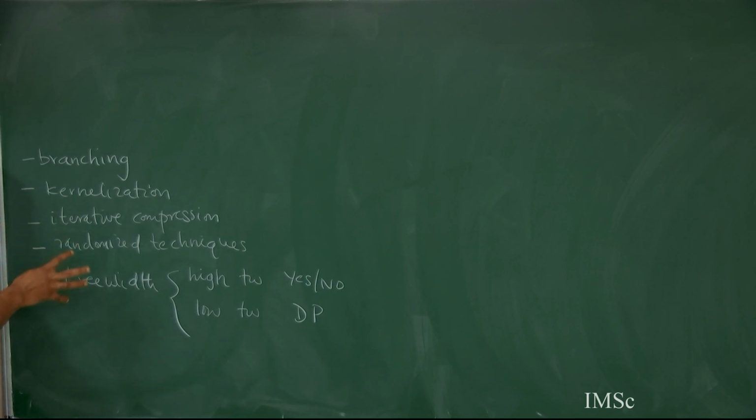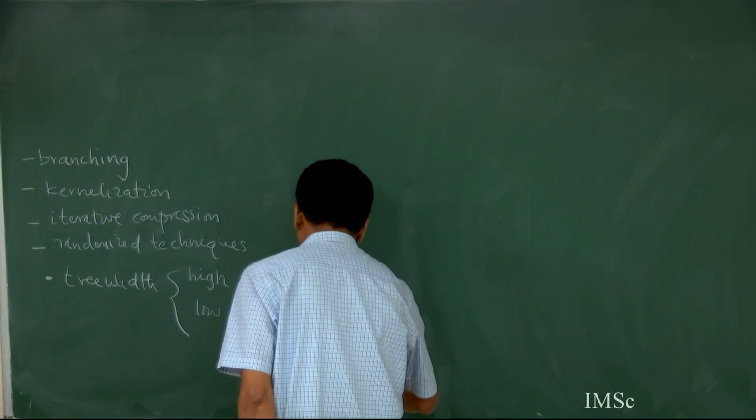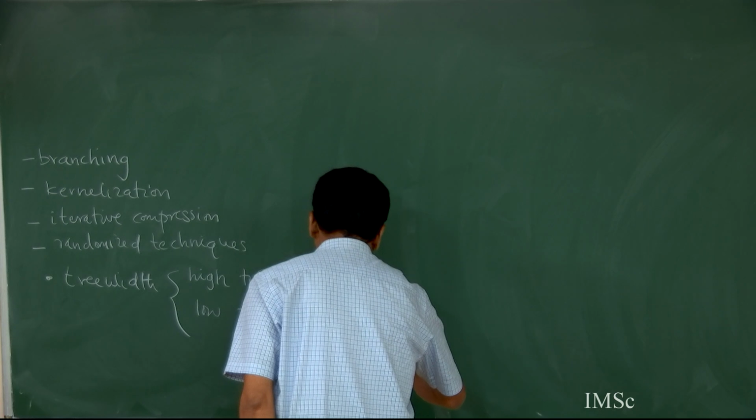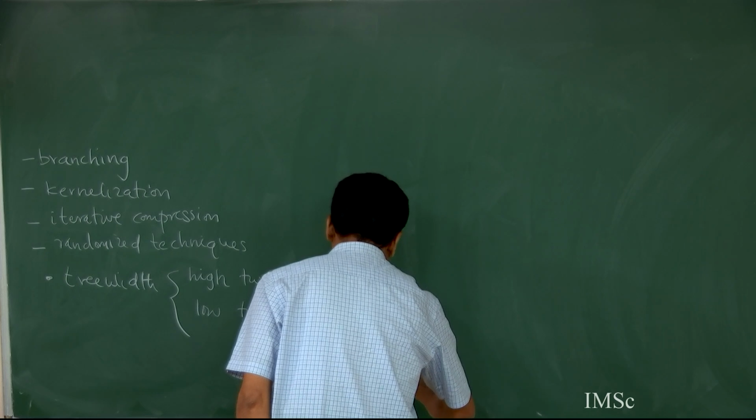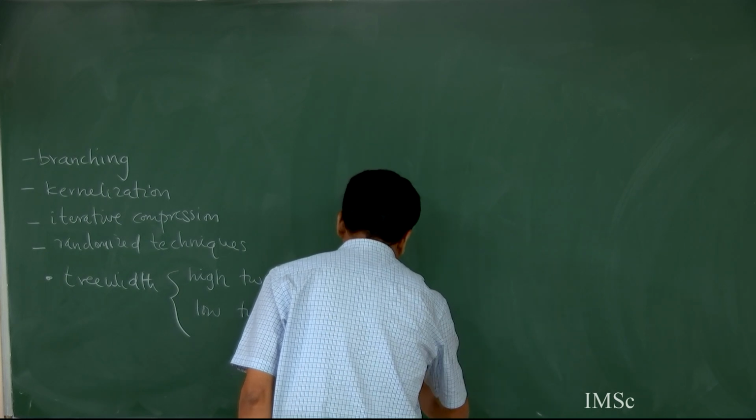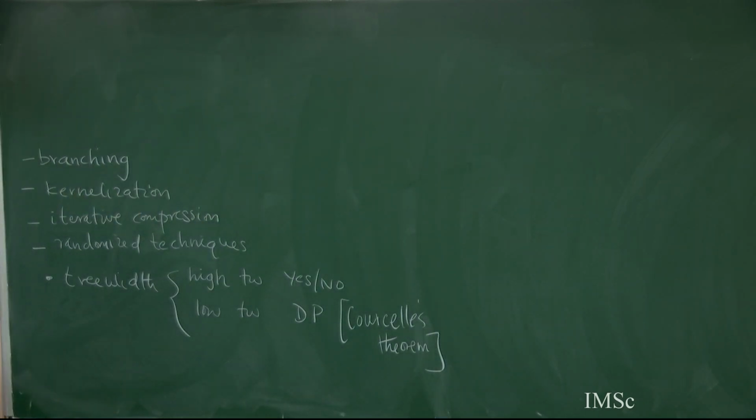So this could be thought of as a classification tool, right? If you have a problem and you want to find out whether it is FPT or not, then, for example, low tree width means dynamic programming. There is a general theorem due to Courcelle that a lot of problems which are expressible in certain logic have a linear time algorithm on bounded tree width graphs.